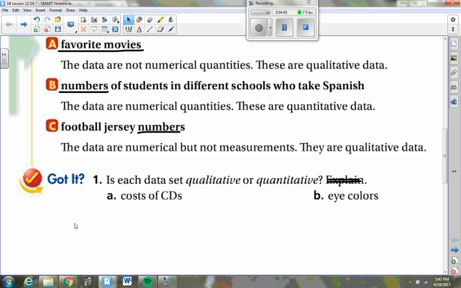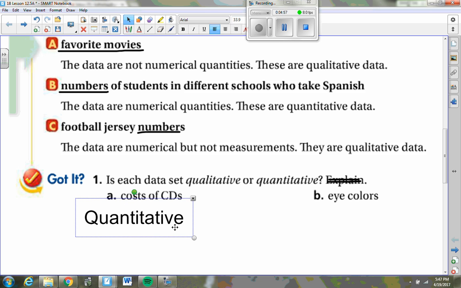Letter A, the cost of CDs. You can talk about average cost. You can talk about adding cost. These are numbers you can manipulate. So the first set here is quantitative data.